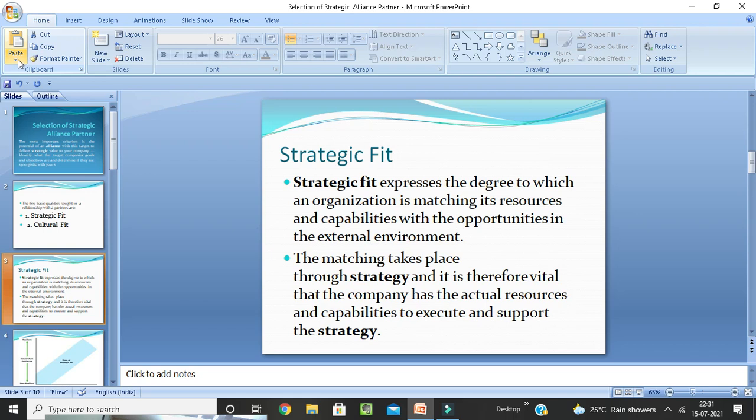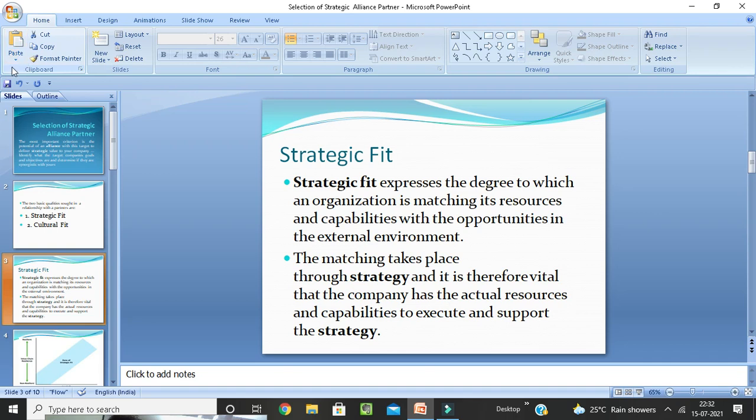So, what is happening here? A factor of strategic fit is that the partner must need some aspect of the partner's resources. For continuing success in an alliance, the long-term objectives of the partners should not conflict.